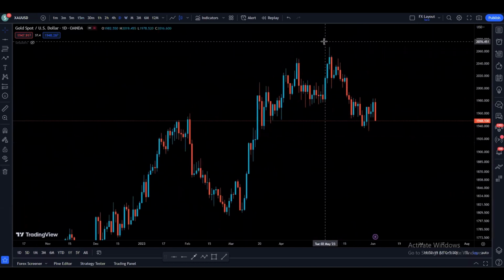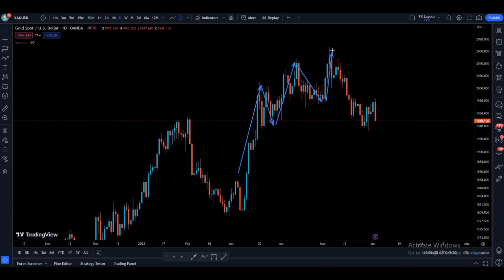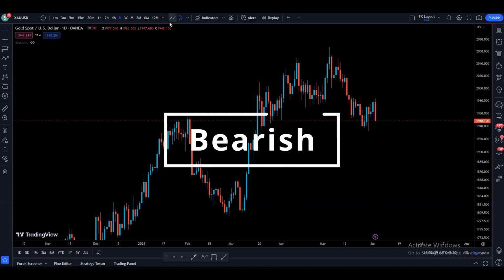On the daily time frame, we were bullish, but then we broke the market structure. We created a high, higher low, higher low. After that we created another high, and then the price broke this previous higher low of this bullish market structure on the daily time frame. So basically we have broken the market structure on the daily time frame. So right now we are bearish on the daily time frame.